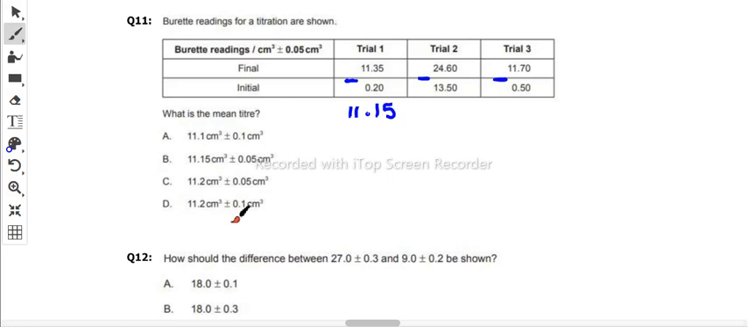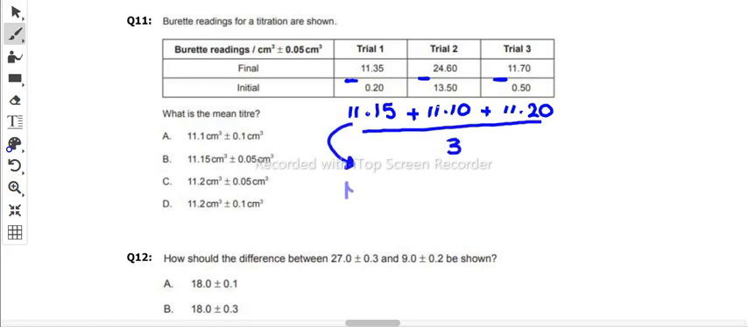13.5 minus 24.6, it is 11.1. And finally here, it is 11.2. Now after having the values, we're going to add them together in order to determine the mean, and we're going to divide over 3. So this is for the mean value, which is the same as the average. If you're going to take the average of these 3 numbers, you're going to find that the final answer is 11.15 cubic centimeter.